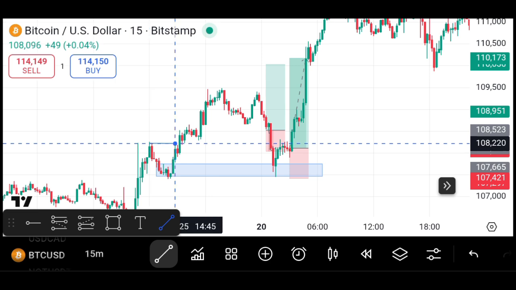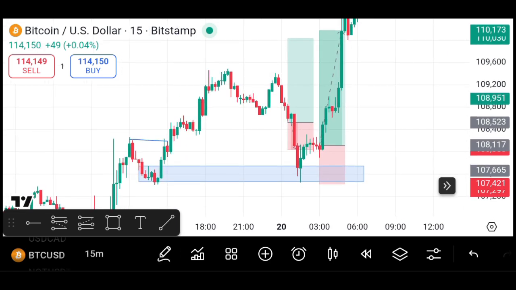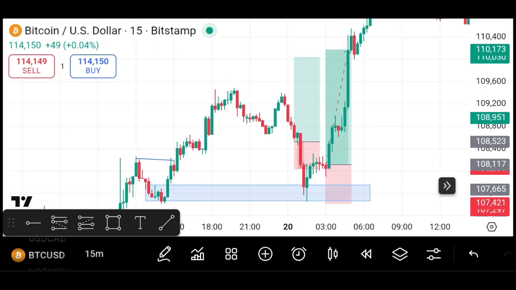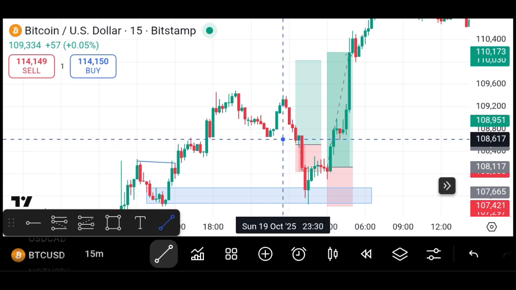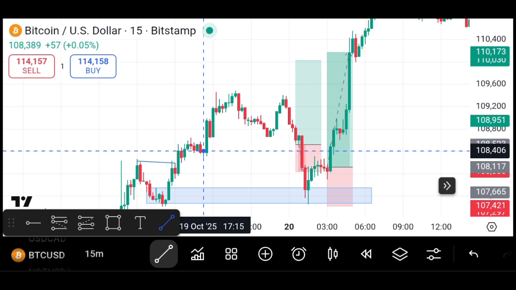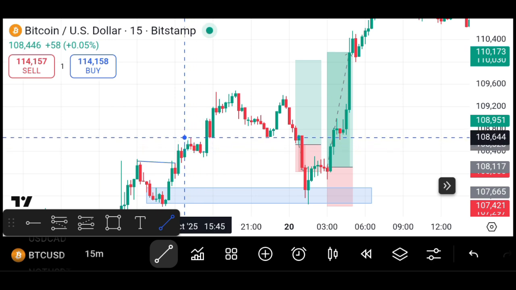Okay, price continued in its direction and then later came back to retest that zone. However, before price retested that zone, we entered for a buy at this zone right here. Why? Because there was another minor retracement.